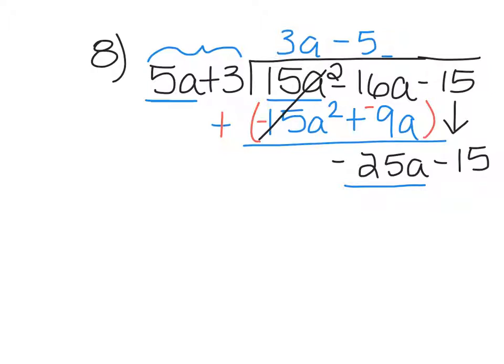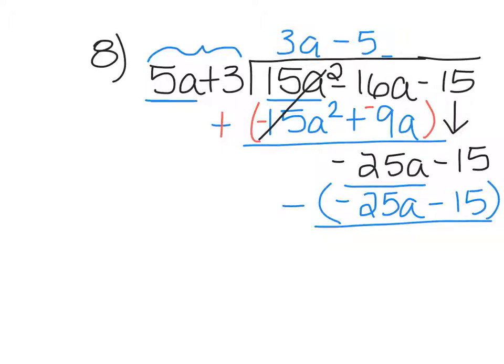So go ahead and multiply negative 5 times 5a plus 3. Negative 5 times 5a is going to be negative 25a. And then negative 5 times positive 3 is negative 15. And I'm going to subtract all of this. Well, when I subtract, it's the same thing as distributing that negative 1. So negative times negative 25a makes that a positive, and negative times negative 15 makes that a positive. So all I'm doing is combining the opposite.